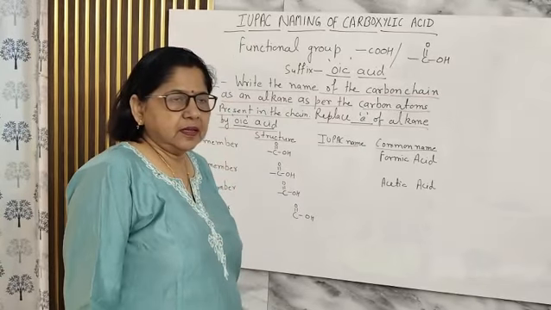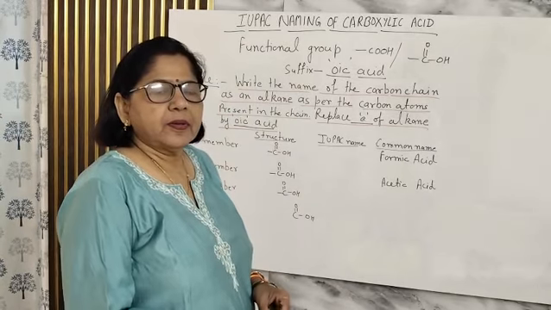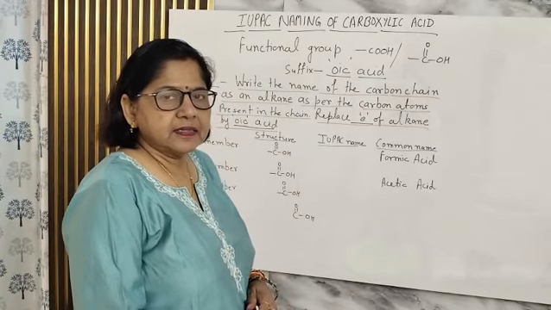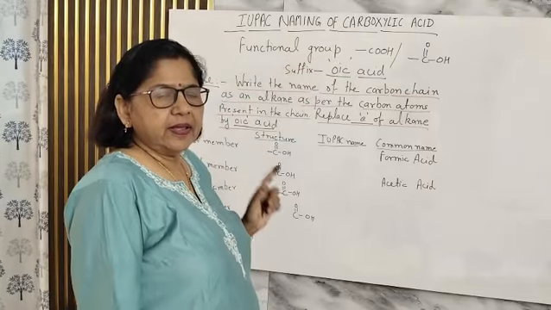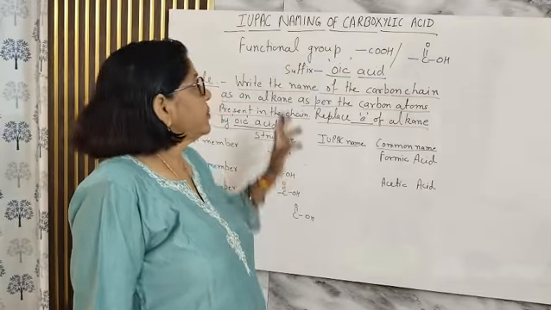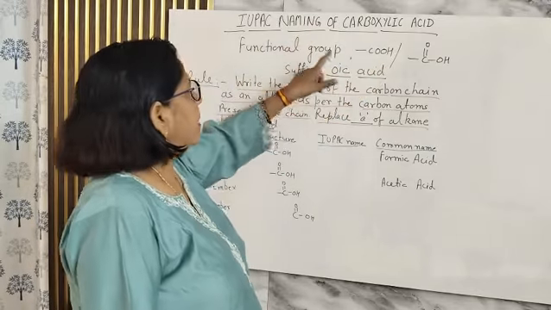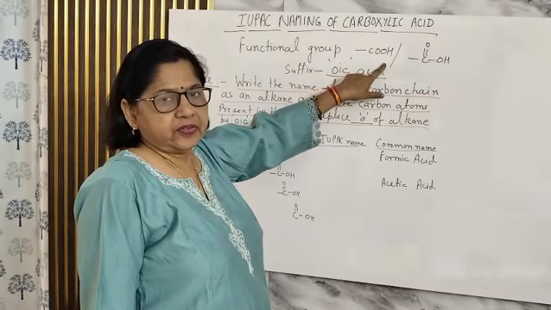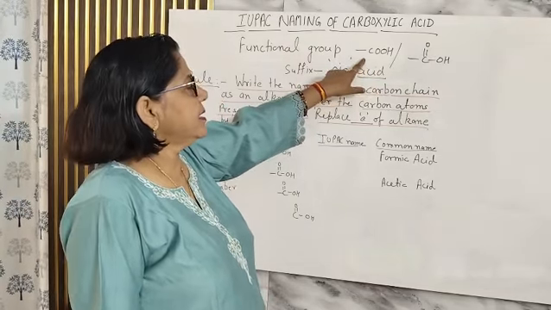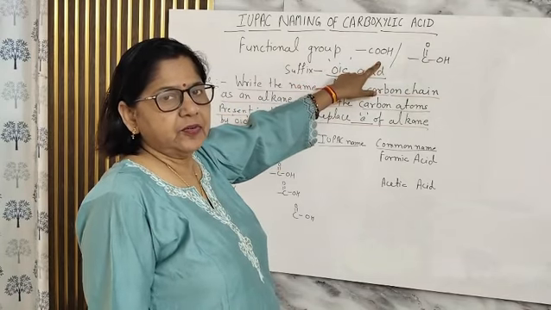Hello students, today the second last topic of the functional group, that is carboxylic acid. Today we are going to discuss the IUPAC naming of carboxylic acids, right? Carboxylic acid carries the functional group COOH, and it is a condensed formula of the functional group.